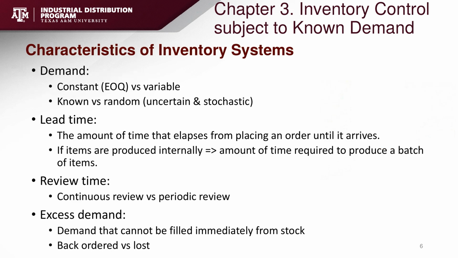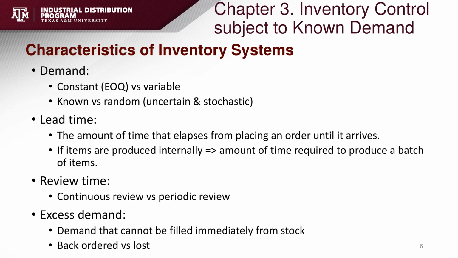Every inventory model we study is defined by 4 main characteristics. Demand is the big one. Now, is it constant, the same value over time, like day after day? So we can use the EOQ model. Or is it variable, fluctuating demand? Is it known for sure? Or is it random, which we also call deterministic versus stochastic?